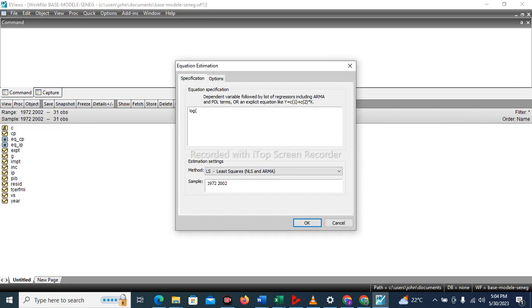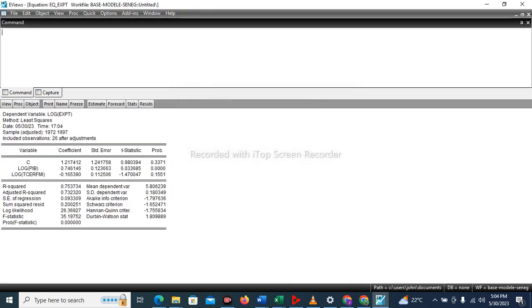So it is log exports, constant. Then you have log. It is a function of gross domestic product and is also a function of real effective exchange rate. That's it. Then ordinary least square. Then we click OK.